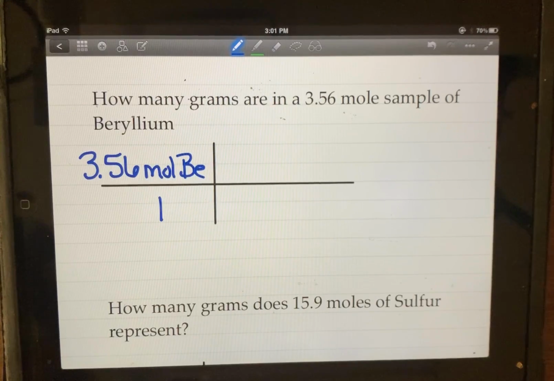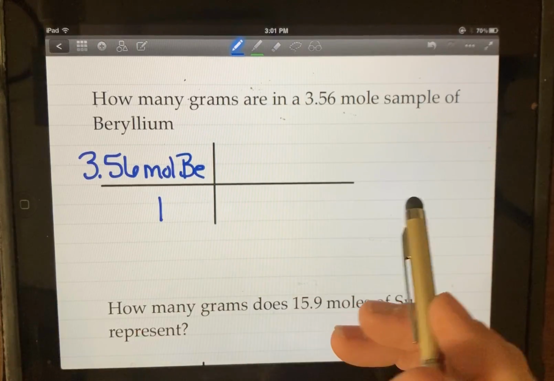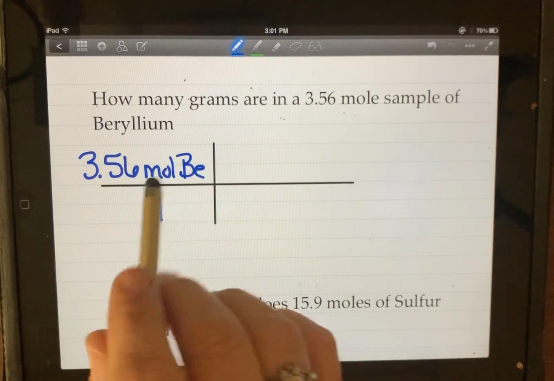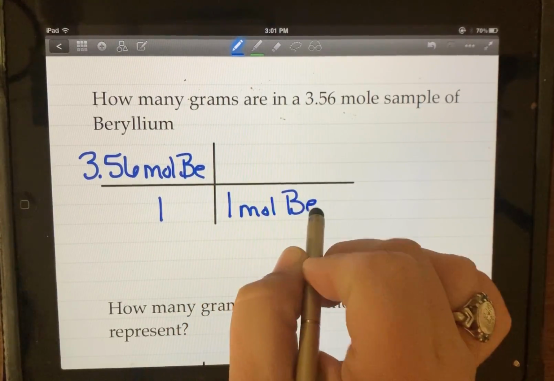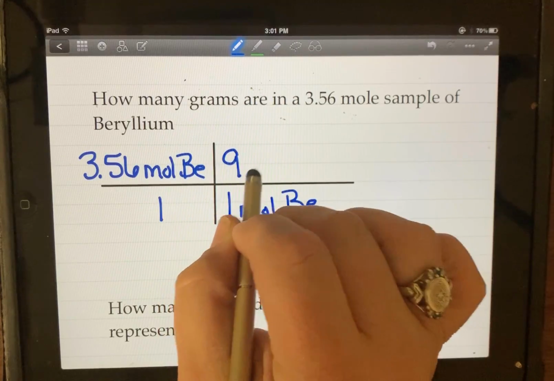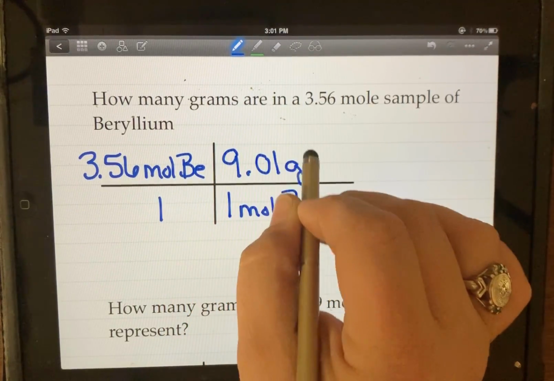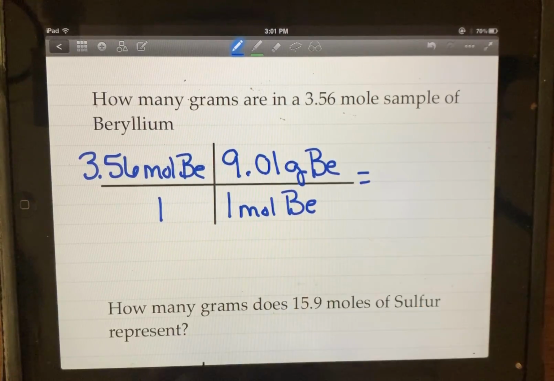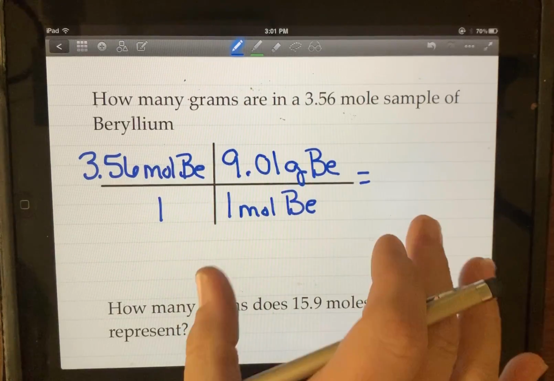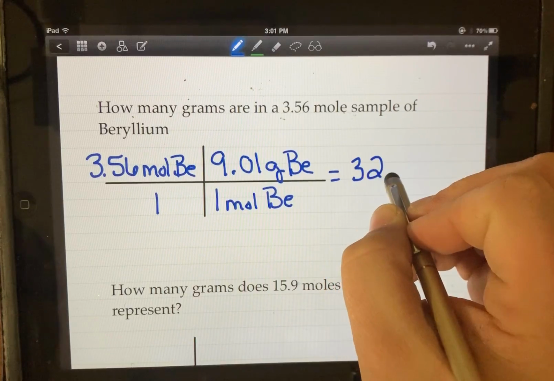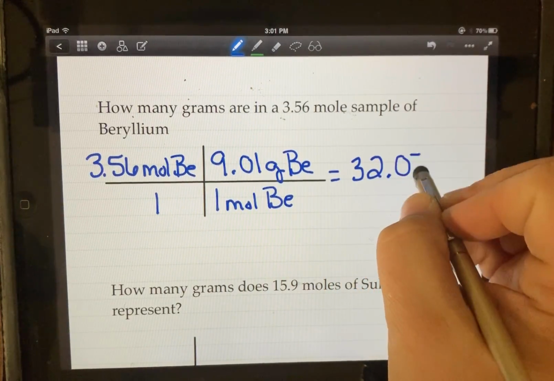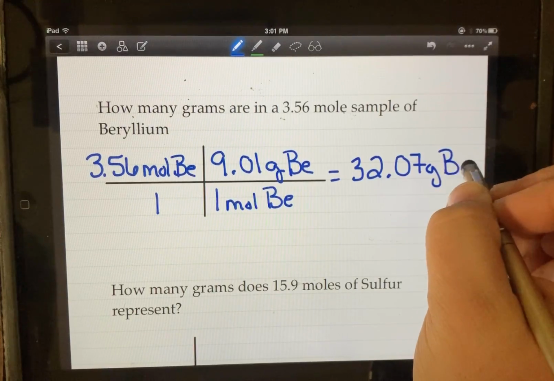I go to the periodic table, and I discover that my AMU of beryllium is 9.01 to 1 mole of beryllium. Moles is on top, so I'm going to put moles on bottom. I'm going to put 1 mole of Be. And now I'm going to put 9.01 grams Be on top. Now I do the operation, the product at the top divided by the product at the bottom. And when I do this, I end up with 32.07 grams beryllium.